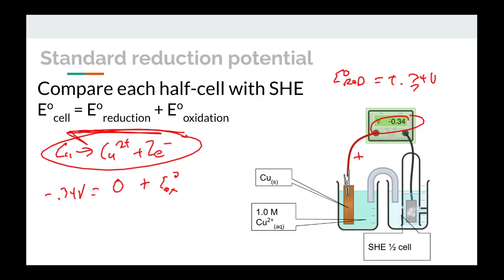So if a positive cell potential is measured, then the standard hydrogen electrode is actually undergoing reduction, and the other half cell is undergoing oxidation. That's what we saw when zinc was the half cell attached to the SHE. And the value of reduction potential is just the negative of the cell potential. If a negative cell potential is measured, which is what we saw here with copper, what's happening at the standard hydrogen electrode is an oxidation, and so what's going on at the other half cell is a reduction, and the value of the reduction potential is the positive of the cell potential.